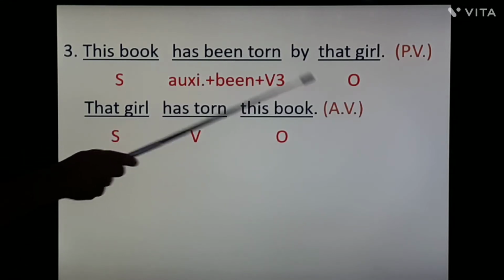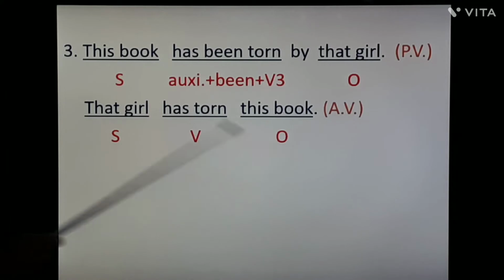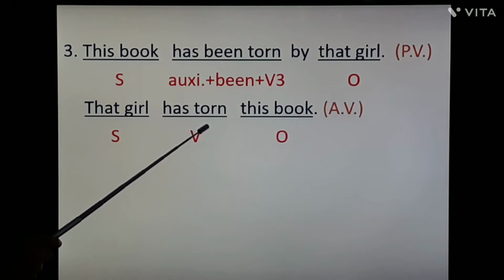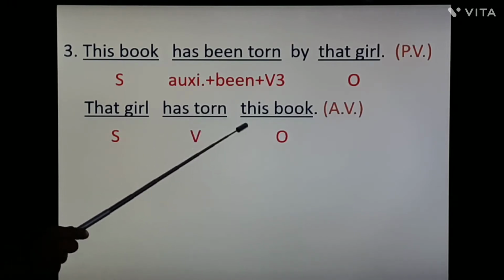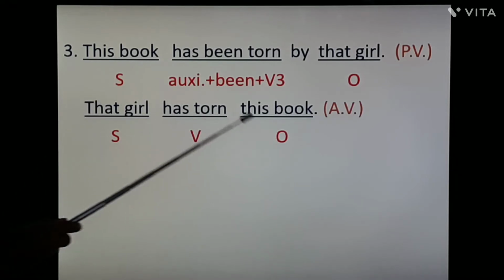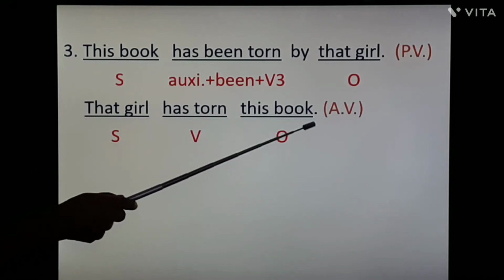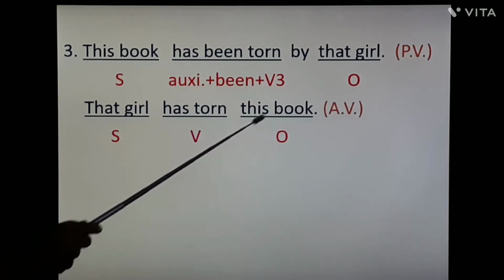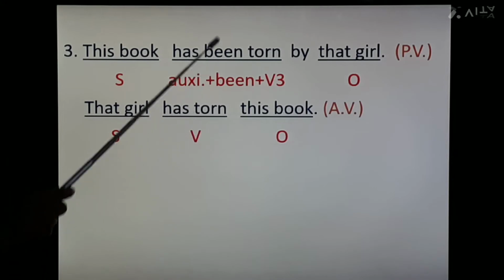That girl will come in the beginning in active voice. So that girl, subject. According to that girl you have to put appropriate auxiliary verb, that is has. So that girl has, then V3 form. So torn, and this book, here subject is given in passive, so here object, it will become object in active voice. So this book, that girl has torn this book. This way you can change from passive to active.